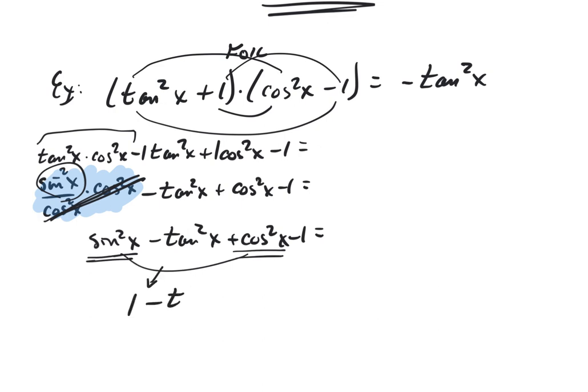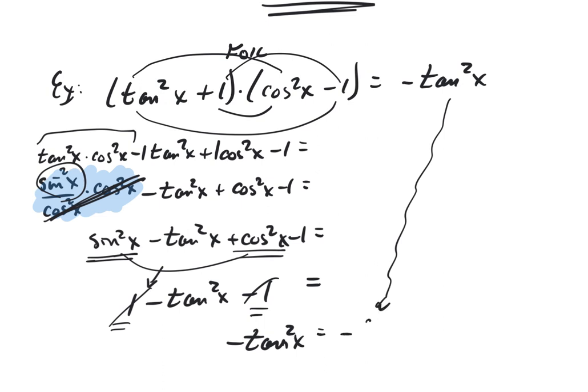1. And so those two can be replaced with a 1, and then finally we have a positive 1 and a negative 1, so of course those just add up to 0, and so all we're left with then is negative tangent squared. And that's what we were supposed to show it was equal to. Okay?